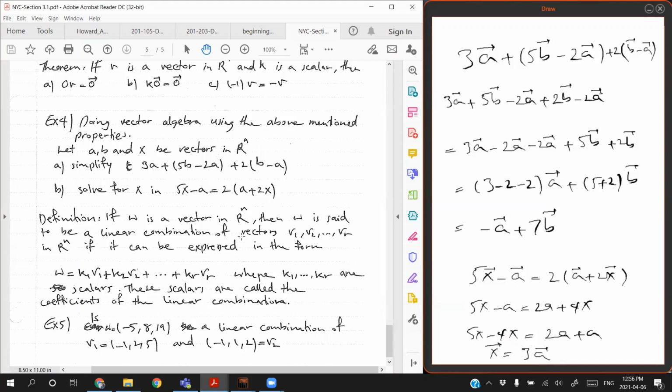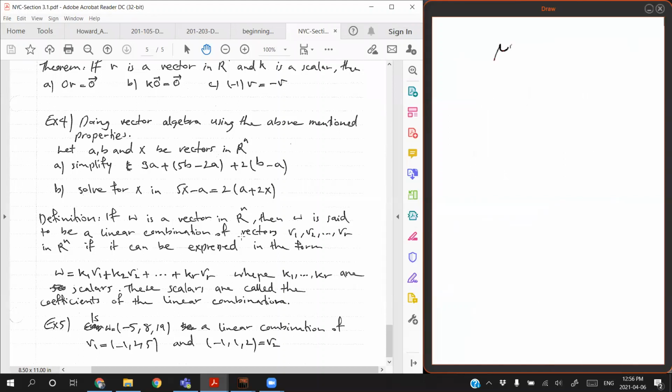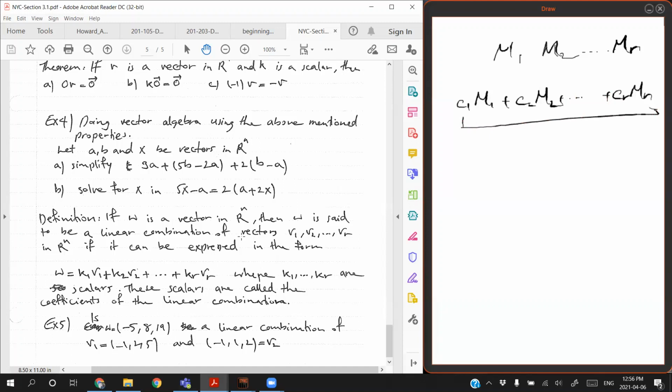Okay, if you remember, we defined something called a linear combination of matrices. So for example, if you have a matrix M1, a matrix M2, all the way, let's say, to a matrix MR, then you can create a linear combination of these matrices by multiplying M1 by a coefficient C1 and M2 by a coefficient C2 and MR by a coefficient CR, and finally add them all up. And then this is called a linear combination of matrices.